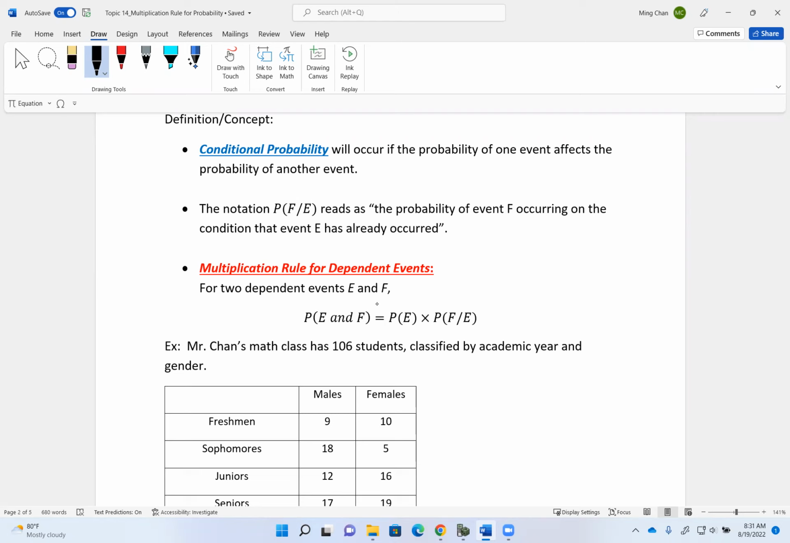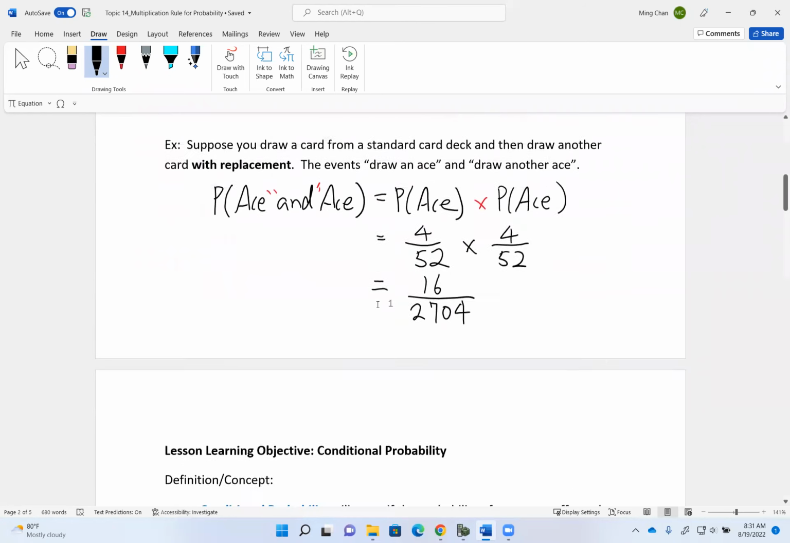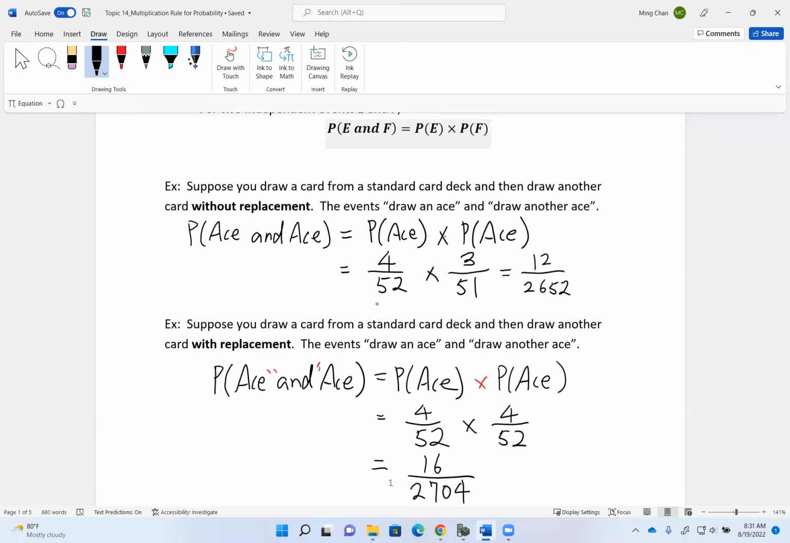All right, so here is the multiplication rule for dependent events. The probability of the first event and second event occurring is going to equal the probability of the first event times the probability of the second event, given that the first event has already occurred. Just like this 3 out of 51, right? Because drawing another ace is the second event, given that the first event has already occurred. So without replacement, you only have 3 ways to draw the second ace out of 51 cards in the deck.